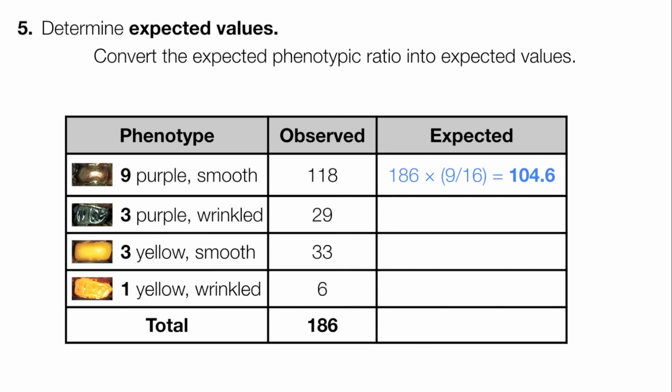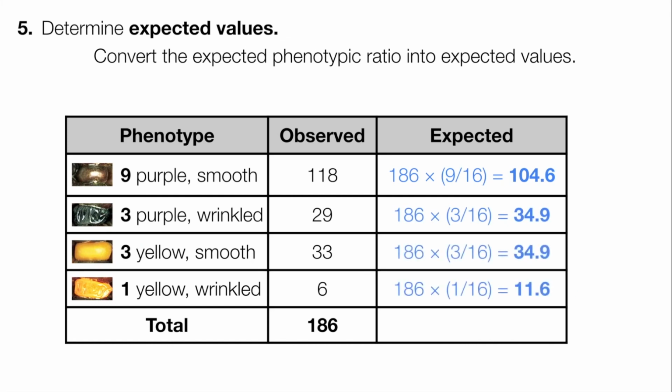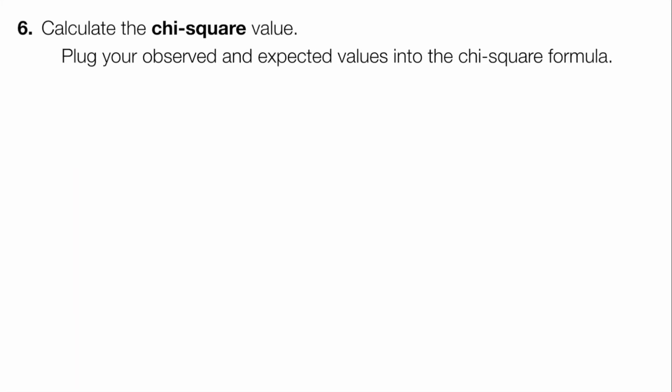And then we can do that for the remaining phenotypes. So 186 times 3 over 16 is 34.9, and so forth and so on. And just to double check, we can add up all of the expected values, and we should get 186. The next step is now we have to actually calculate the chi-squared value. So we will plug the observed and expected values right into the chi-squared formula.